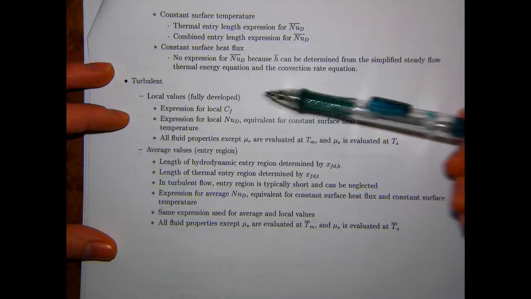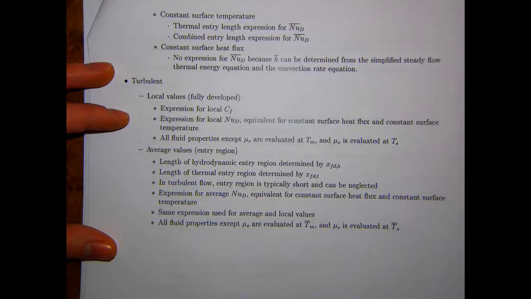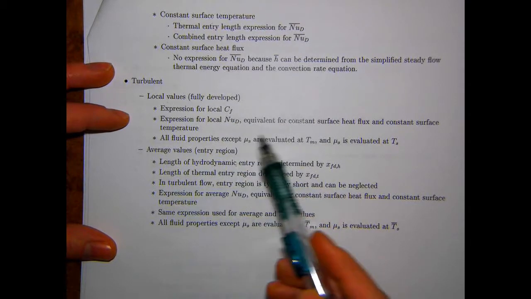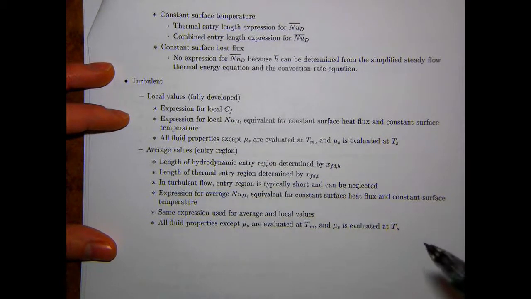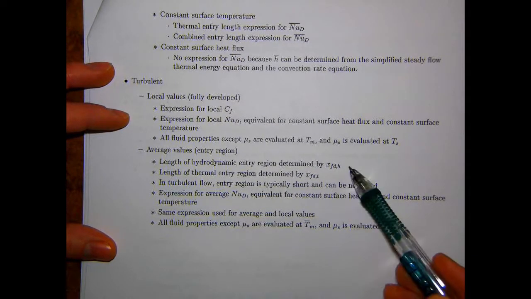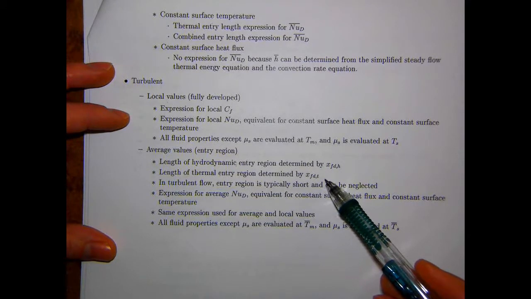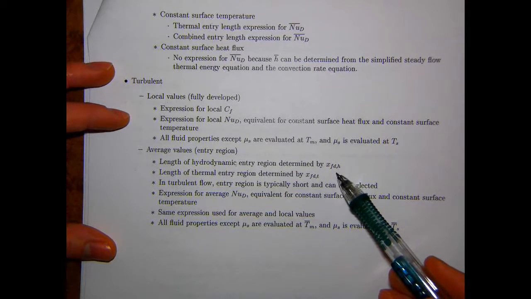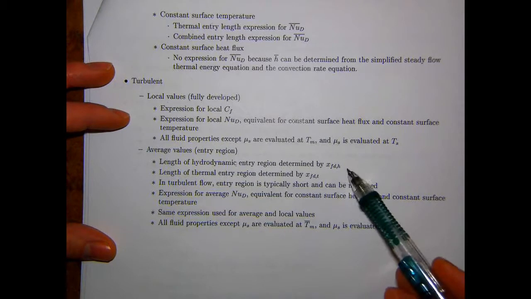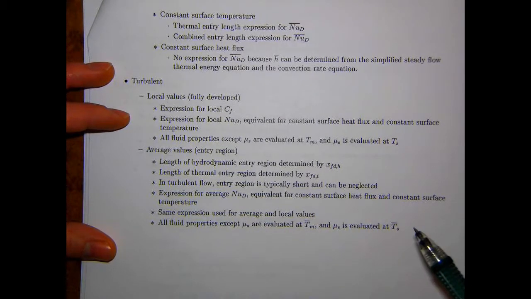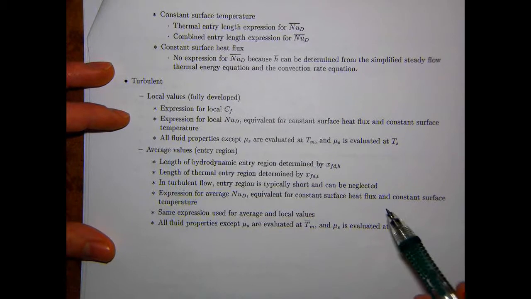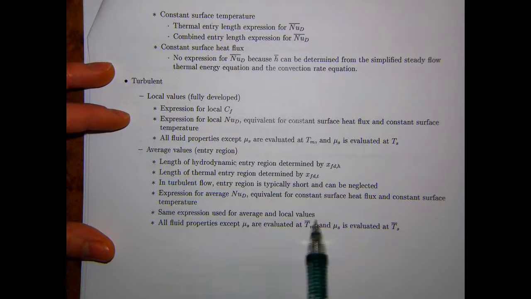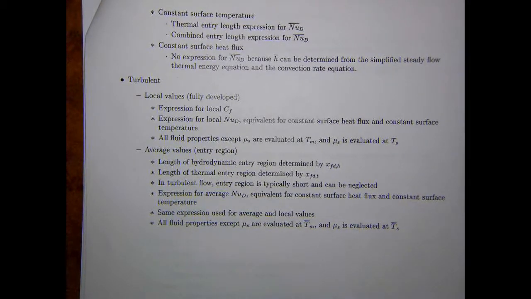Again, we have the local values from the fully developed location, expressions for the local friction coefficient and Nusselt number, and then the average values, which include the entry region. Again, you can calculate the entry length of both the thermal and velocity boundary layers, and those are different expressions than the entry length for laminar flow. But in turbulent flow, the entry region is typically short and can be neglected, so you can use the same expression for average and local values in turbulent flow. Okay, so that's a quick overview.